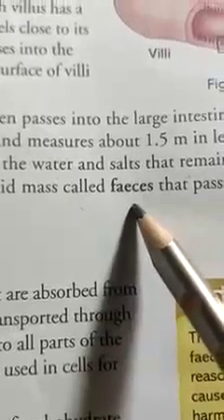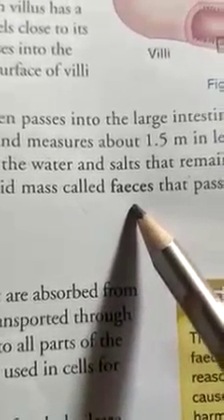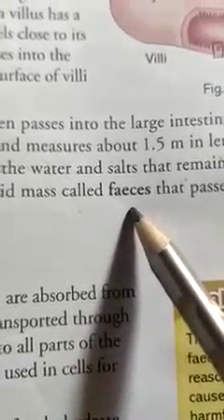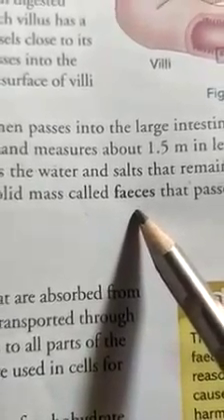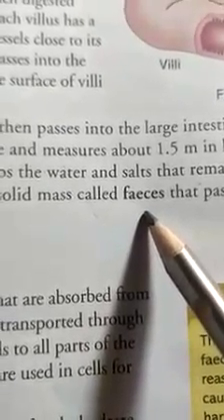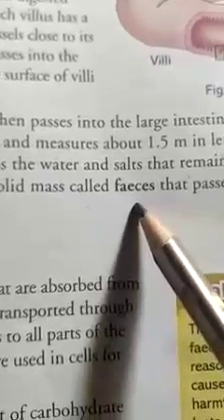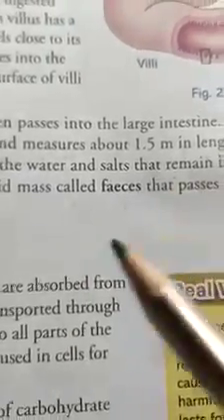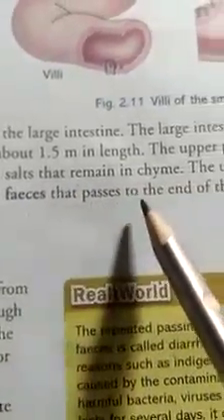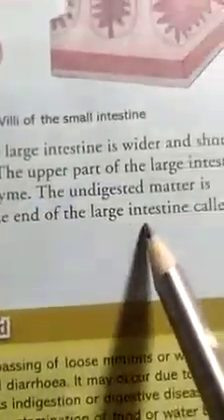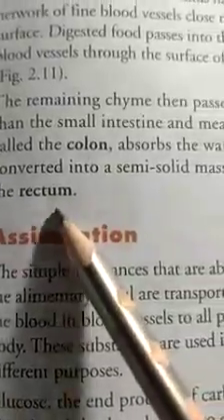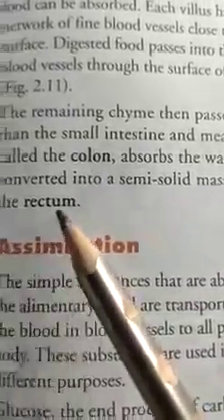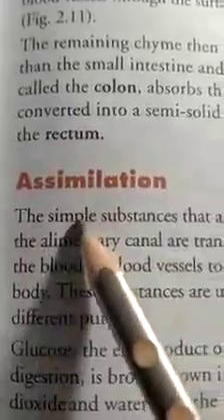Feces. Dear students, this feces is passed out of the body through the anus. This process is called egestion also. It passes to the end of the large intestine, called what? Called the rectum. Dear students, now come to assimilation.